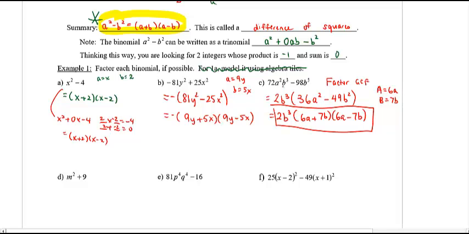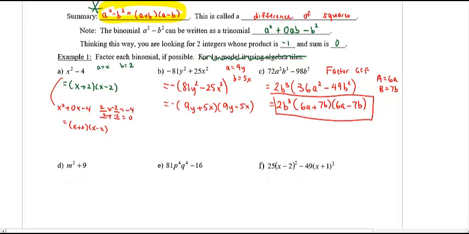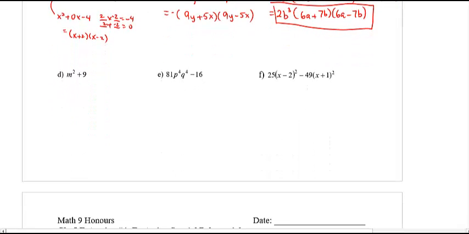Okay. All right. Next one's m squared plus 9. This is not a difference of squares. This is a sum of squares. And there's no way you can actually factor that. This is a sum of squares. Be aware, a sum of squares is not factorable. So I wanted to write this down so that you wouldn't get tricked.